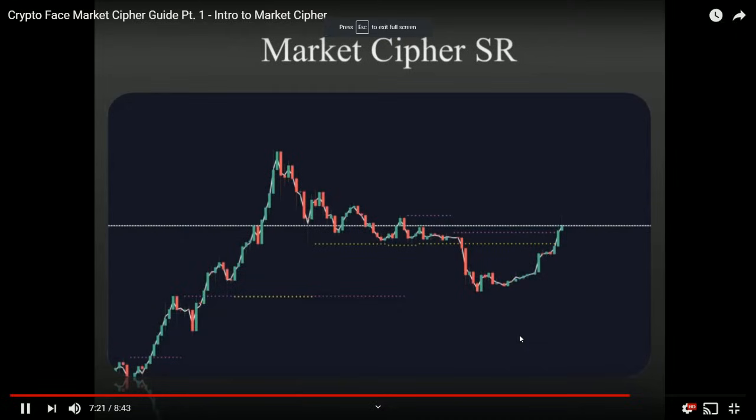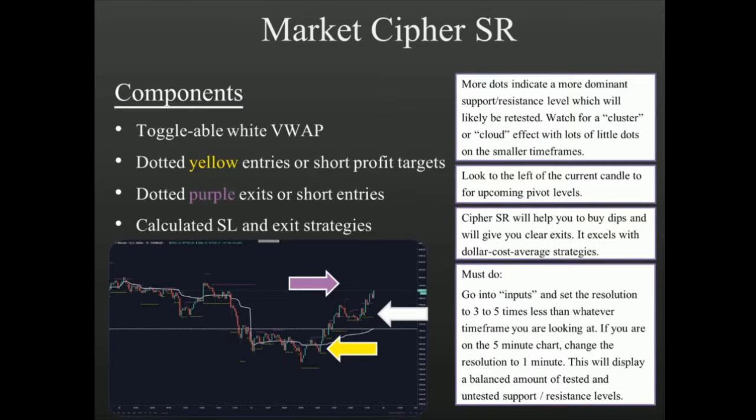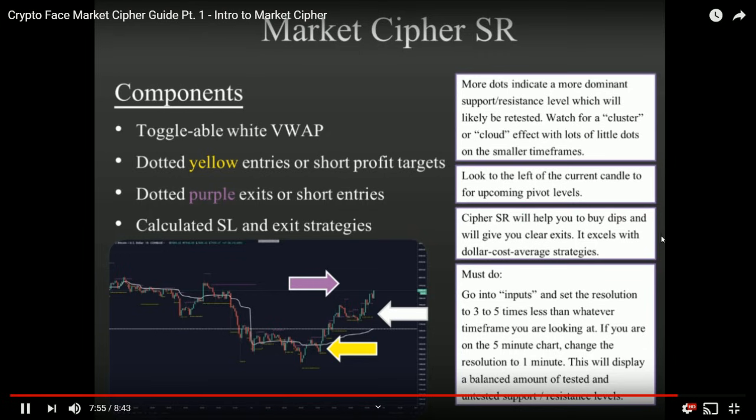Cipher SR is the final piece of the puzzle, a support and resistance indicator that assists you in entering and exiting your trades. The yellow dotted lines represent entries, and the purple dotted lines represent exits. The more dots present, the more likely that area is going to be retested. SR excels with dollar cost averaging strategies because you can enter the market slowly across many yellow dotted lines and then cash out your position on the next exit indication. Cipher SR settings require constant tuning. Always make sure that you double click the indicator on the chart and adjust the resolution to 3 to 5 times less than whatever time frame you are using it on.